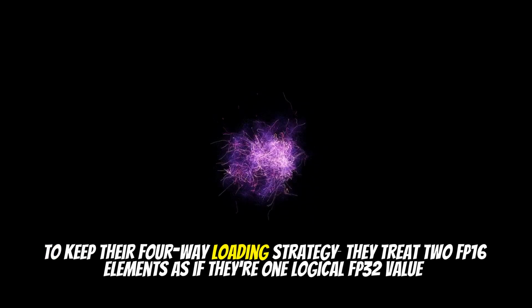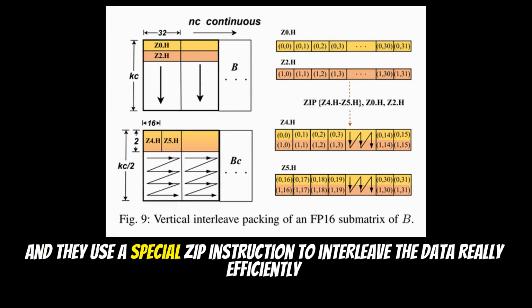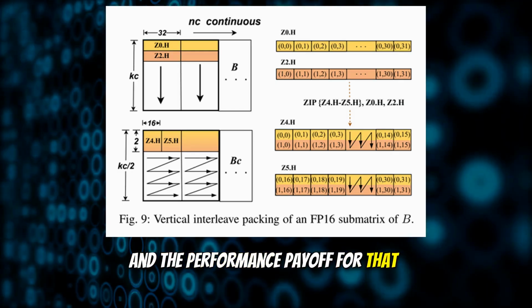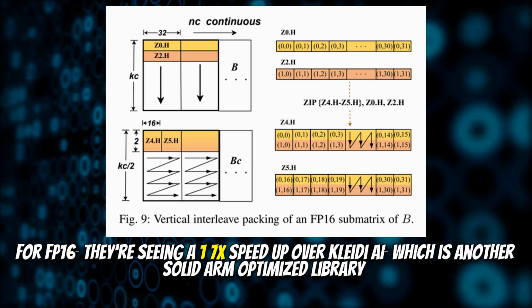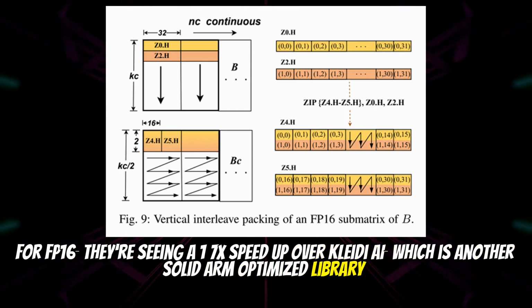To keep their four-way loading strategy, they treat two FP16 elements as if they're one logical FP32 value, and they use a special ZIP instruction to interleave the data really efficiently. And the performance payoff for that? For FP16, they're seeing a 1.7x speedup over Locality AI, which is another solid ARM-optimized library.